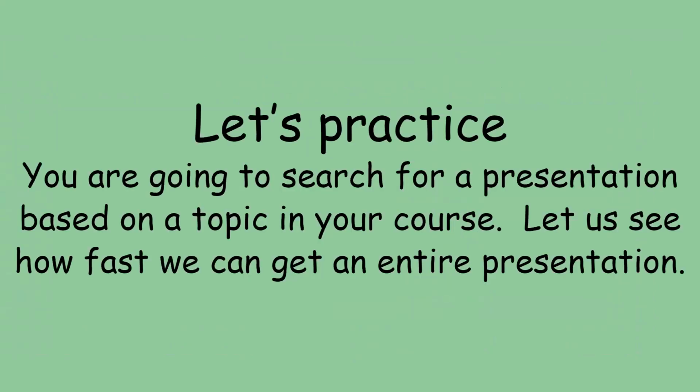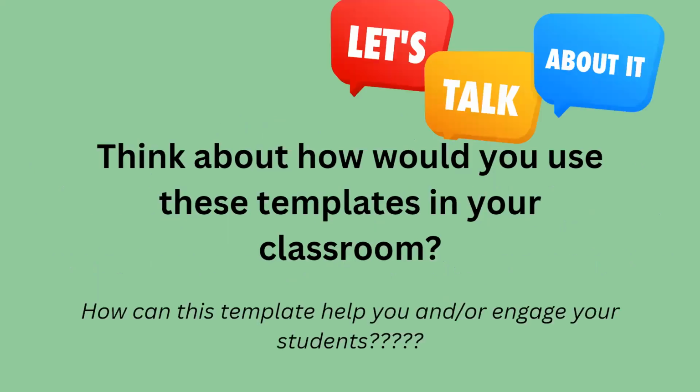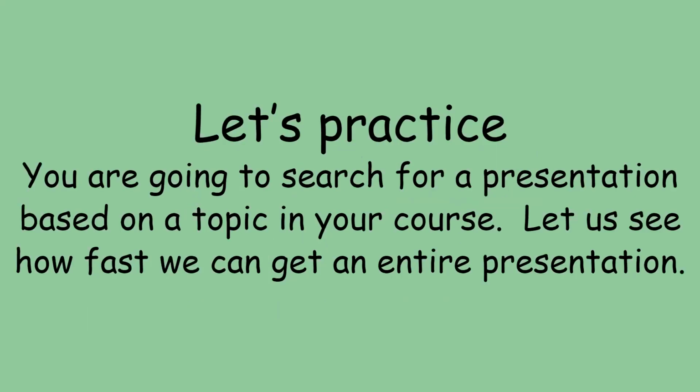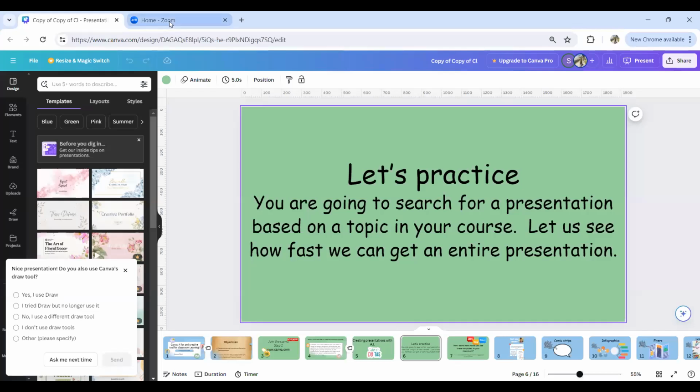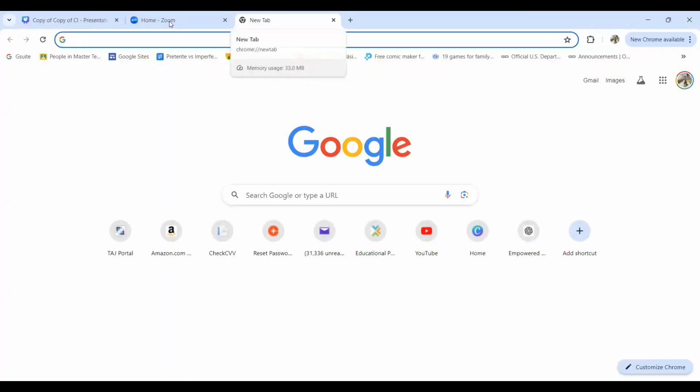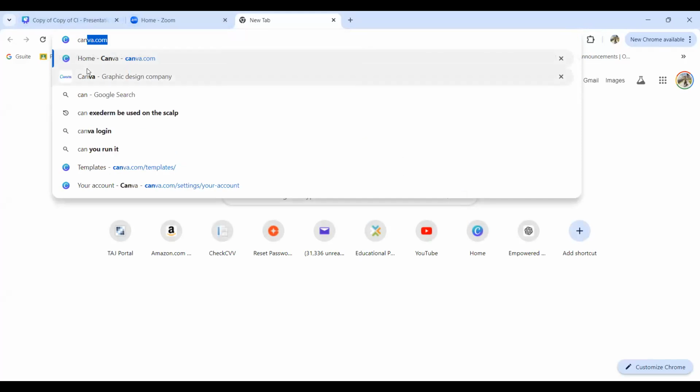So you're going to search for a presentation. Remember, you already created your Canva account. So right now, I want you to search for a presentation based on a topic in your course, the subject that you teach. And you're going to see how fast you can find an entire presentation, whatever the topic is. So I'm going to go on Canva on my device too. Let me type in canva.com because I'm sharing my screen with the other one, so I don't want to come off. And let's pick.